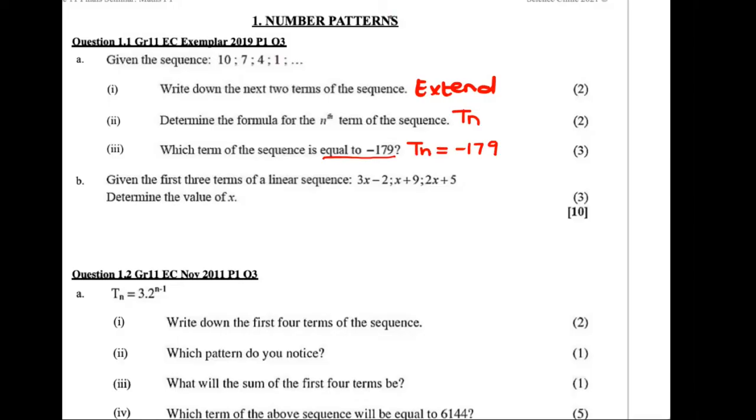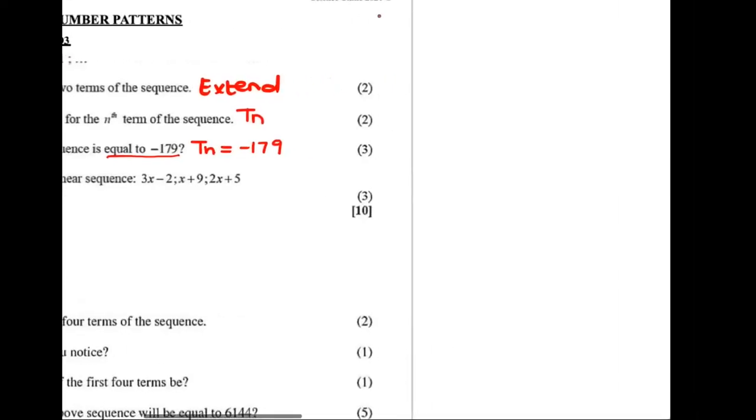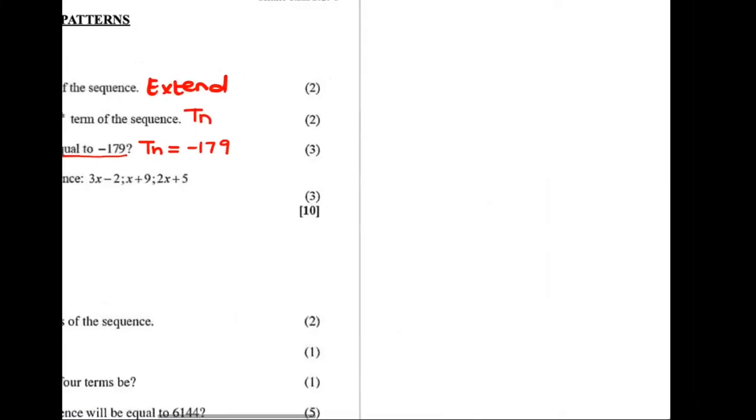So let's take a look at our pattern. Let's write it on the side here so that we have lots of space to work with. So our pattern is 10, 7, 4, 1. Now, before we can answer any of those 3 questions, we need to figure out, is this linear or is this quadratic? Who'd like to tell us, is this linear or quadratic?